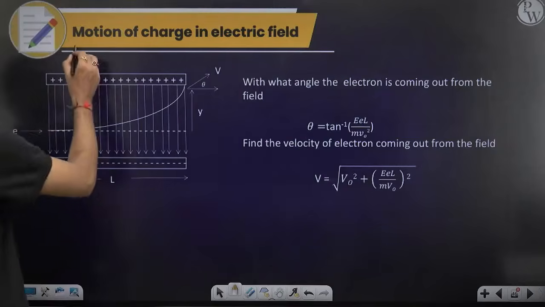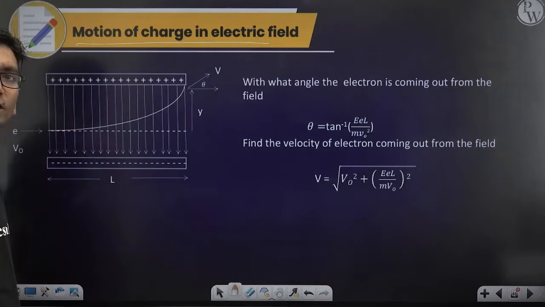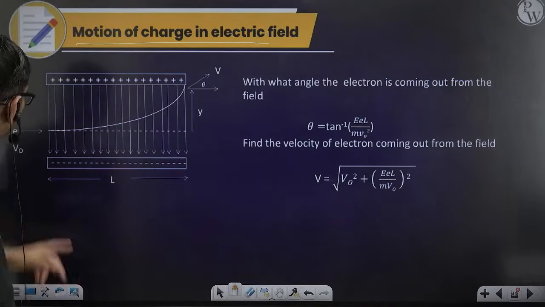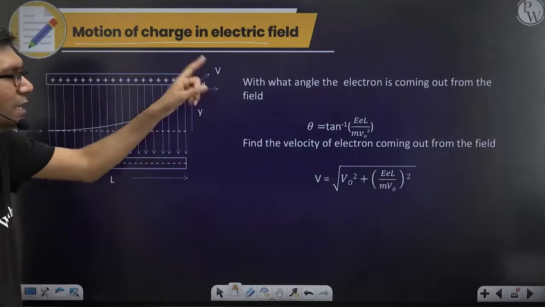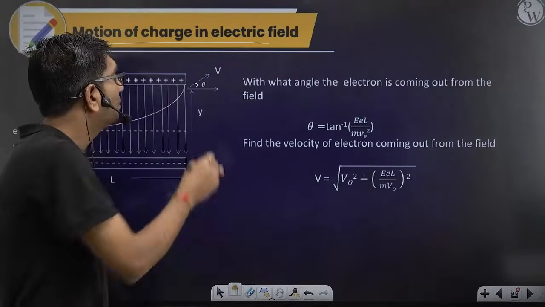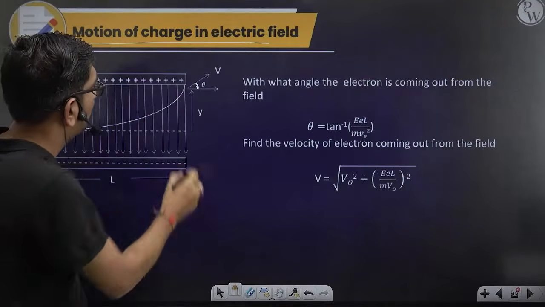Okay. Motion of a charge in electric field. So these two are the charge plates I have taken. I am passing the charge from here with velocity v0. It will be coming out from here. So it is making some angle theta, na? It is coming out with some speed. Okay. From a certain height, y.